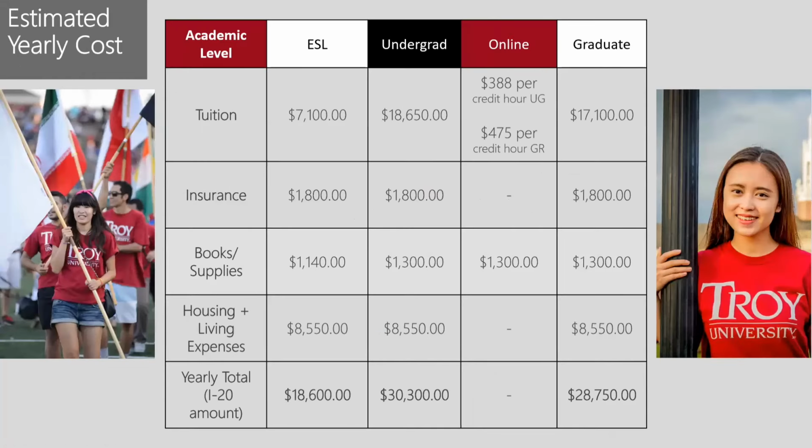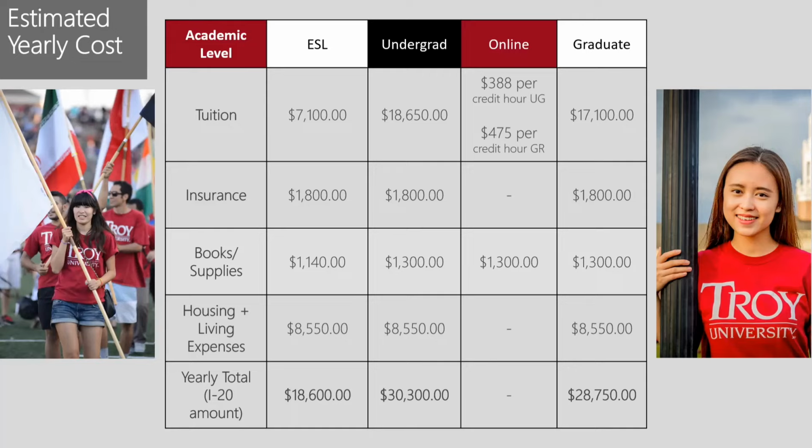So in regards to the financial statement, you can see on the screen our estimated yearly costs. The I-20 cost is based on 1 year of tuition, insurance, books and supplies, housing, and living expenses, and that makes up the total I-20 amount. So for ESL students, that total I-20 amount, which needs to be reflected on your financial statement, is $18,600.